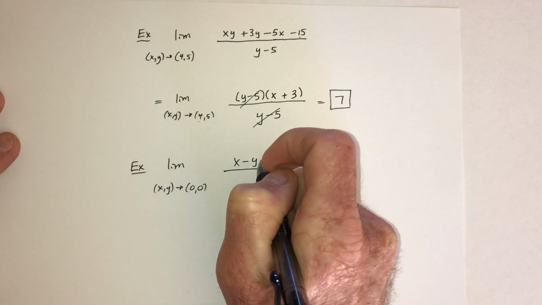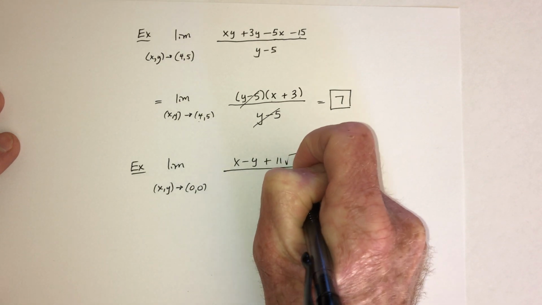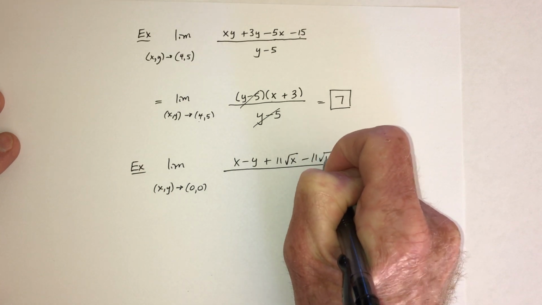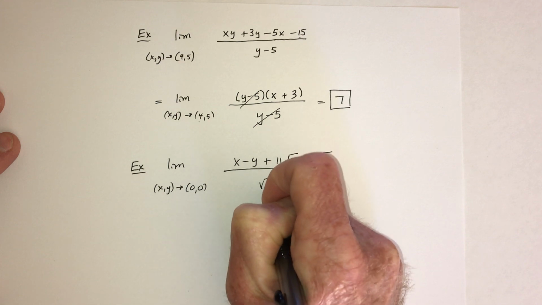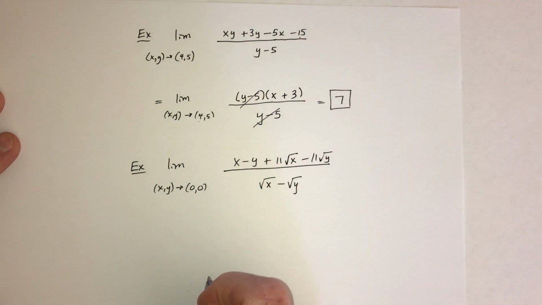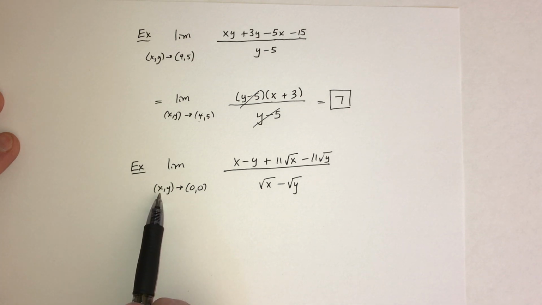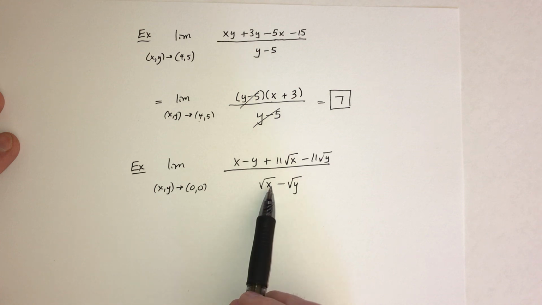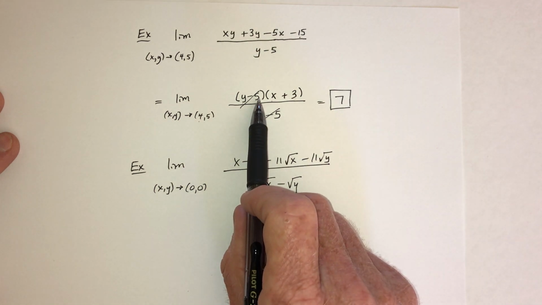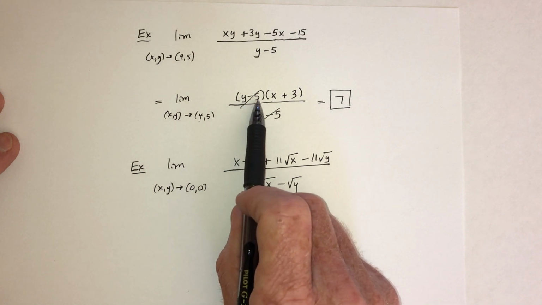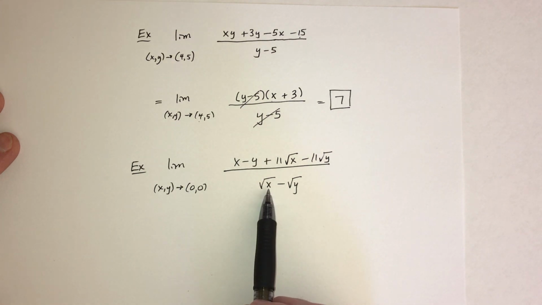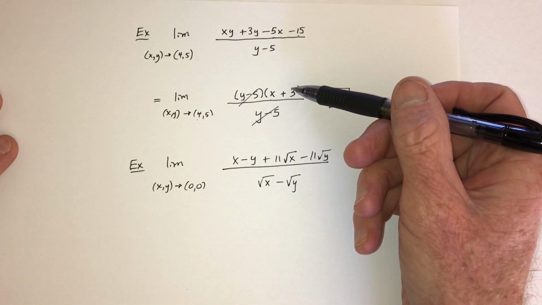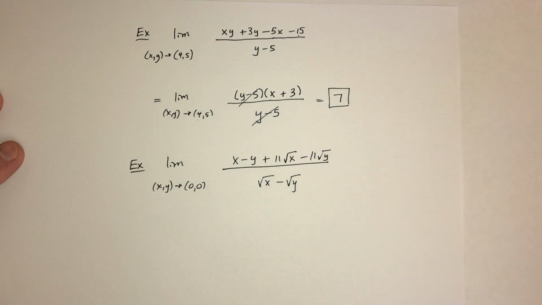x minus y plus 11 square root of x minus 11 square root of y over the square root of x minus the square root of y. So this is saying that both x and y are becoming 0, in which case this is going to cause division by 0. So then you could factor, as I did before, one of the factors, like this one right here, would need to be the same as this, square root of x times square root of y. Well, I could do that, but I'd basically just be repeating this example. So instead, I'm going to do it a different way.